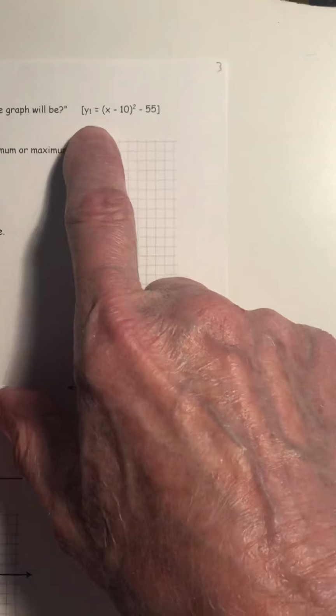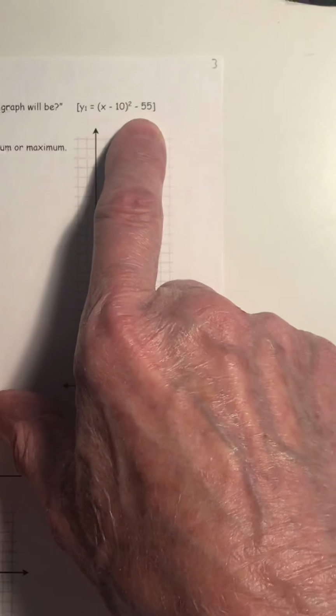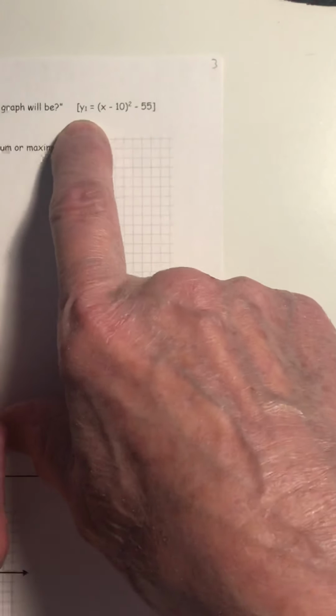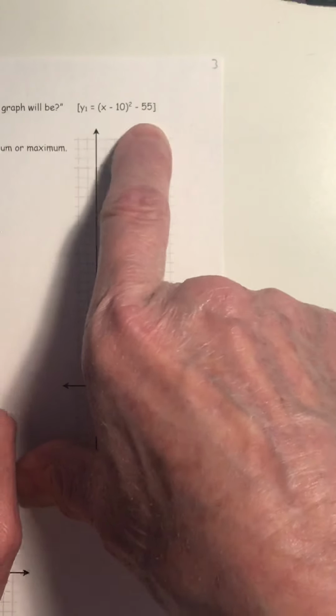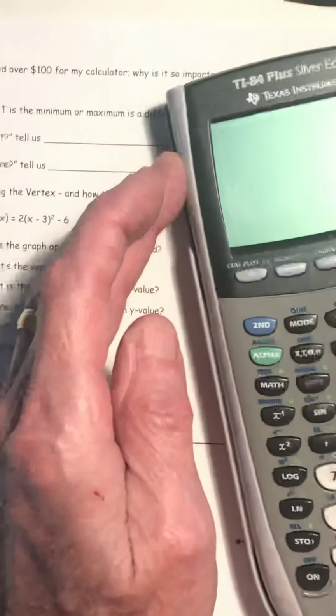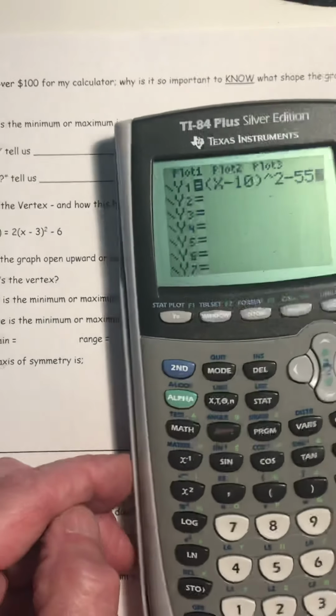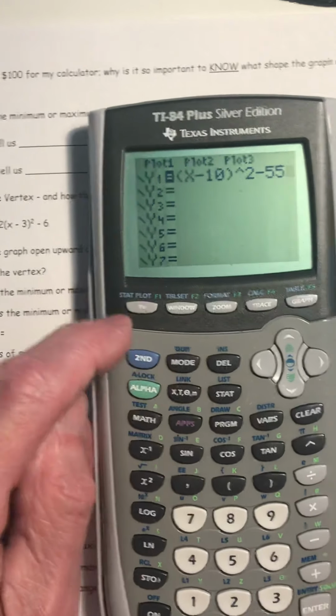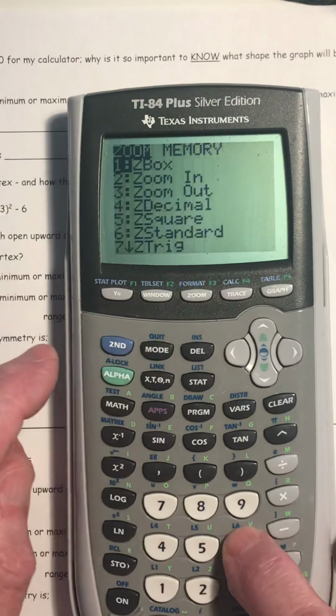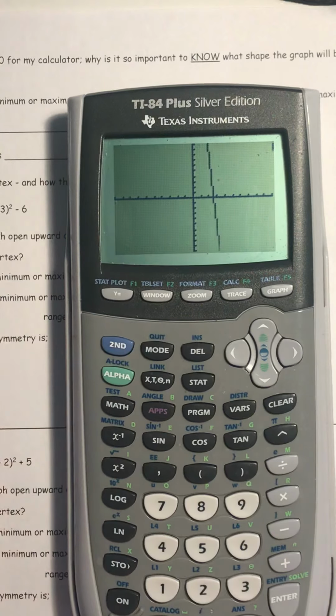Well, here's the equation for a parabola. I got y1, so I'm going to put it in the calculator: x minus 10 squared minus 55. Let's take a look. I've got that in there, x minus 10 squared minus 55. And if I do the usual thing of just hitting zoom 6, I see this picture.